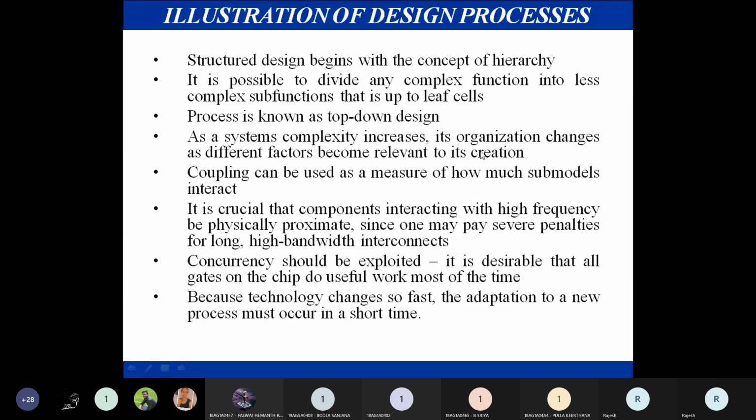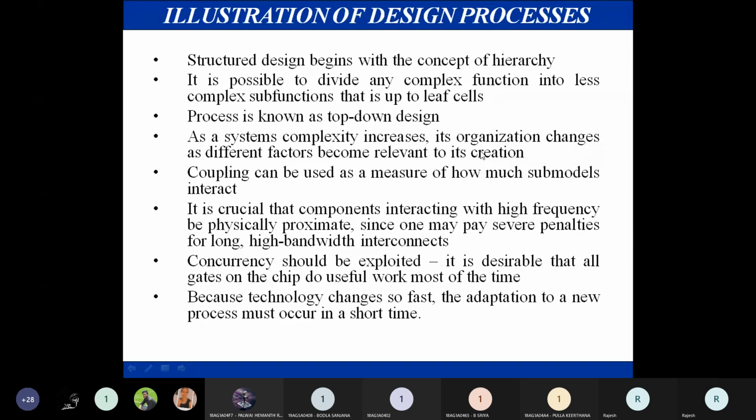The structural model tells that for a half adder, the subsystems are an XOR gate and an AND gate. The XOR gate implements some function, the AND gate implements the AND operation. So structural design must follow the hierarchy. The top model is the half adder, the sub models are the XOR gate and AND gate. A complex function must be divided into sub functions until you get the leaf cells. What are the leaf cells? The basic gates. And that process is called top-down design.